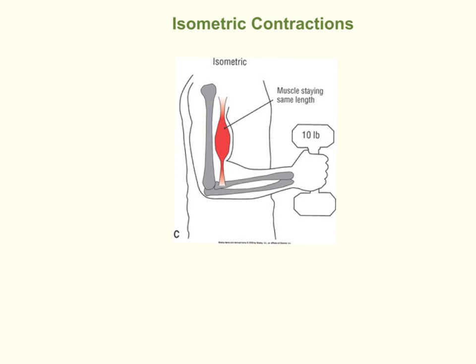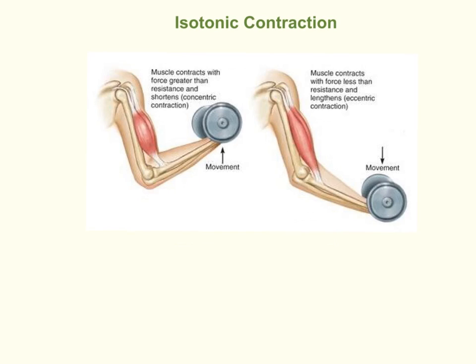And when a contraction occurs and there's no appreciable shortening of the muscle, it's referred to as an isometric contraction. So some examples of isometric contractions would be holding weights in a stationary position, pushing against a wall, holding a plank position. All of those are examples of isometric contractions. When a contraction occurs and the muscle shortens while the force of contraction is constant, it's called an isotonic contraction, as you can see right here. And an example of an isotonic contraction would be doing curls, for example.